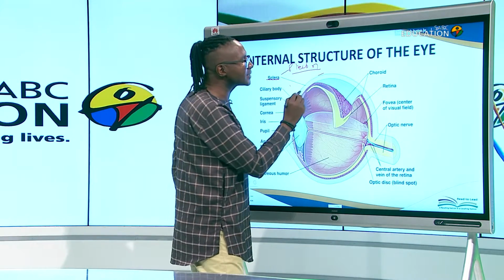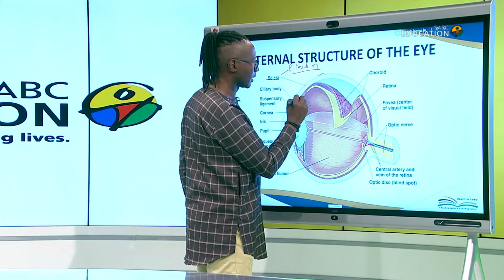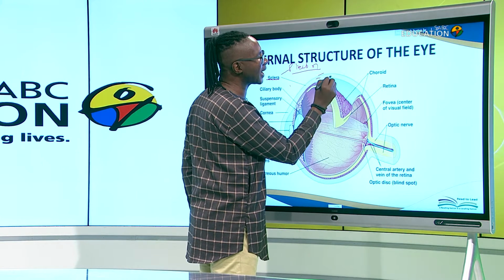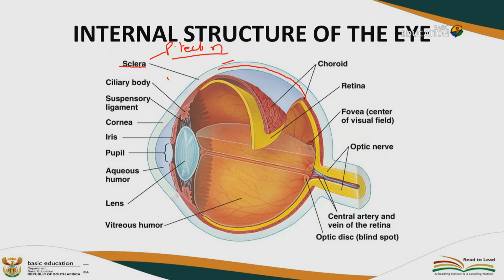So we're going to look at the second layer. In this one, it is this part in the middle, right? And this part in the middle, we call it the choroid. It's a pigmented layer. The choroid is a pigmented layer.